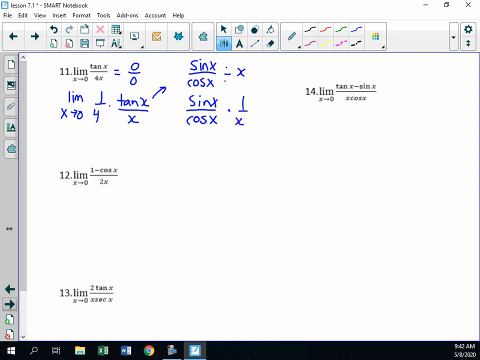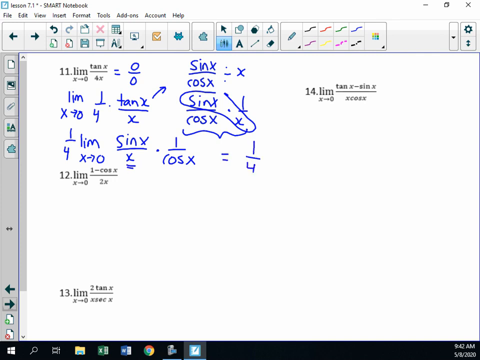So I have my 1/4, which I can write in front of my limit. But then I'm evaluating this, and here we have it once again, sine x over x times 1 over cos x. Now we know that this value is 1, so we have our 1/4 times 1 times 1 over 1, because cos at 0 is 1, and what we get is 1/4.